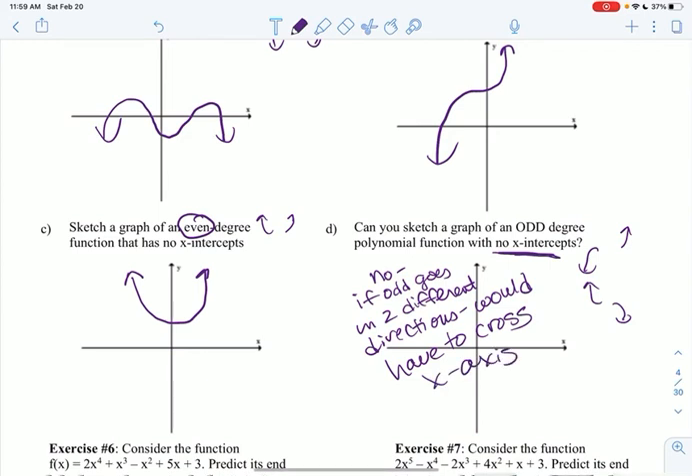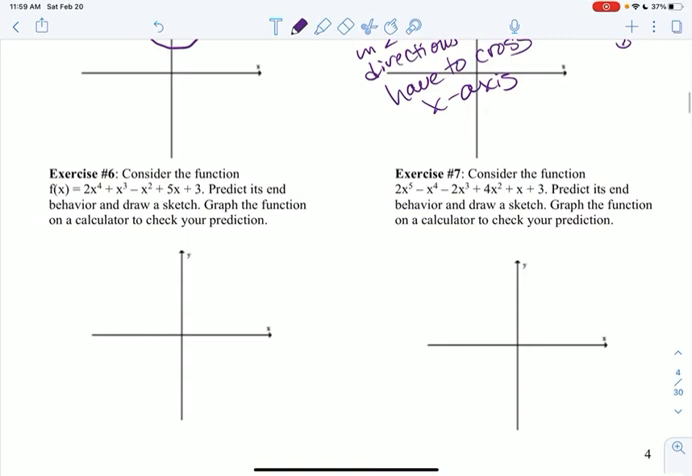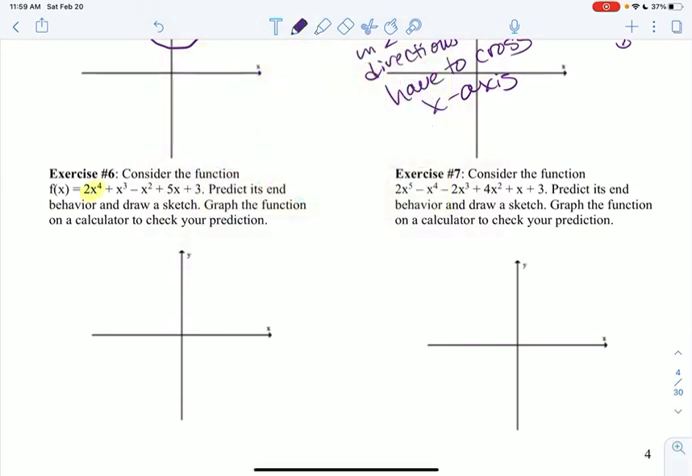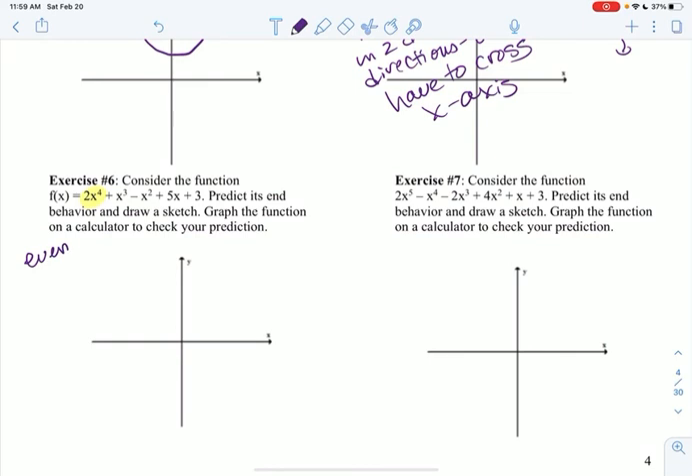Okay, and we just have 6 and 7. Consider the function f of x equals 2x to the 4th plus x to the 3rd minus x squared plus 5x plus 3. Predict its end behavior and draw a sketch, then graph the function on a calculator to check your prediction. All right, so I'm looking just here at the highest degree right here. So it is even and it is positive. All right, so that means it has to go up and it has to go up. So I'm just going to draw something up and up. And then you can put it in your calculator and just confirm that, but we'll go up in both directions.